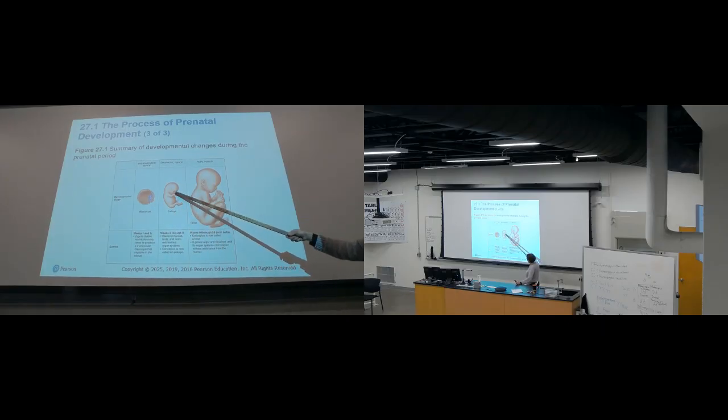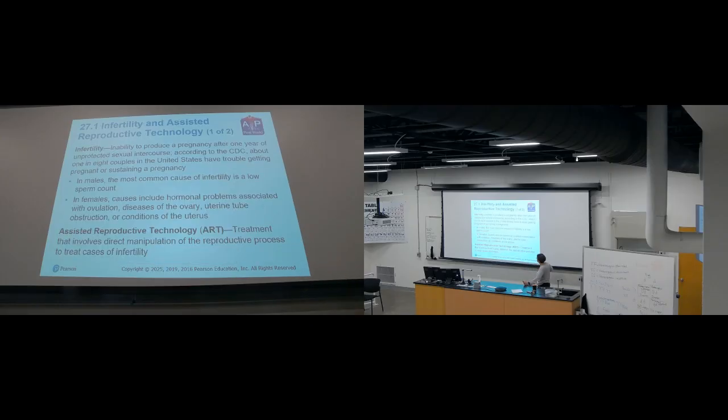And then from weeks 3 to 8, you form all the structures of the embryo, including the future eyes, ears, limbs, internal organs like the brain, the spinal cord, digestive system. And weeks 9 through 38, the baby doubles in size. And then you have maturation of the function of the organs without assistance of the mother.